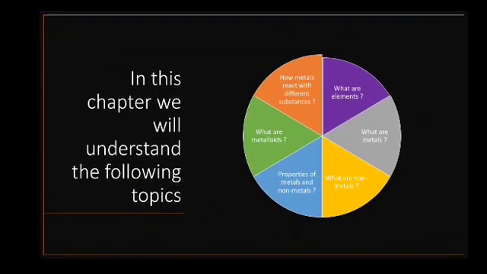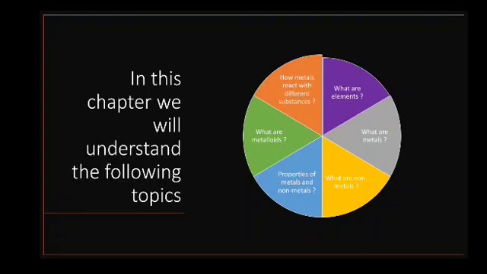So in this chapter we will cover the following topics: what are elements, metals, non-metals, and their properties, metals as well as non-metals properties, and what are metalloids. Now, metalloids you will know when I teach you in this chapter. Okay, so don't worry about that. Now, how metals react with different things like water, oxygen, acids, bases, etc.